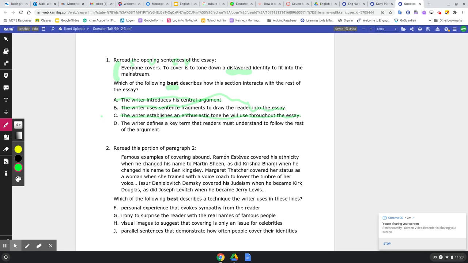The writer defines a key term that readers must understand to follow the rest of the argument. Everyone covers. And then to cover. That is how the dictionary uses definitions. To cover is, and they're given the definition of cover, so it must be D.